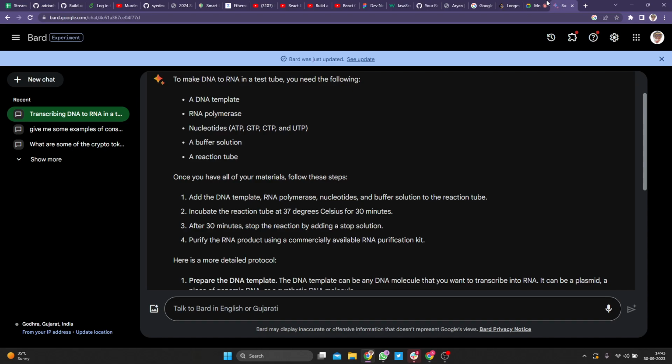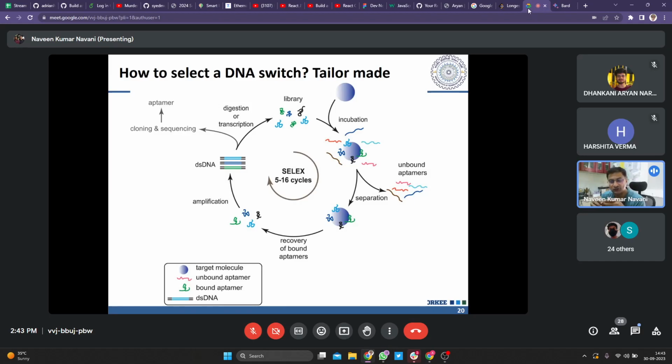So guys, if you want to do transcription in a test tube in a lab, all you need is one DNA which has a promoter on it. And then you have to add RNA polymerase, which will bind to the promoter, and you also have to give something. What else is there?